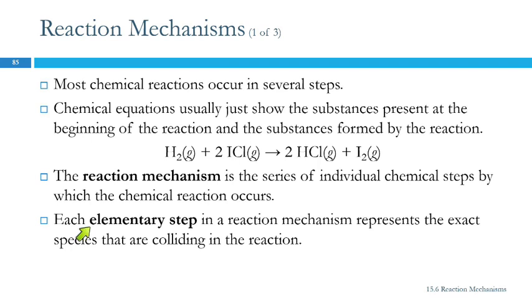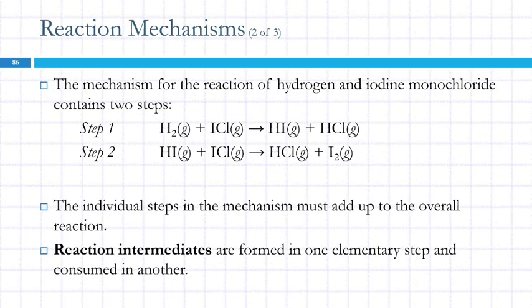When we talk about an elementary step, we're talking about the exact species that are colliding in the reaction. So let's look at this. Here's hydrogen and iodine monochloride. When these react, first a hydrogen molecule runs into the iodine chloride and forms HI and HCl. Then this HI molecule runs into another ICl, forming HCl and I2. These are the individual steps. They have to add up to the overall reaction.